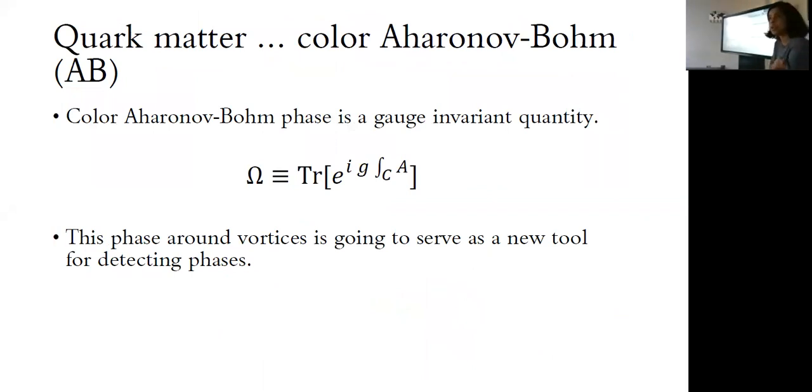This is where I can really do a calculation because the theory is weakly coupled. So I'm going to look at vortices inside quark superfluid. There's going to be a color magnetic field inside the core of the superfluid, and what I want to capture is the corresponding Aharonov-Bohm phase. Because it's an SU(3) gauge theory, the gauge field is a 3x3 matrix. So once you do the line integral and exponentiate, you have to take a trace to get a number. That is the object that I'm going to compute, and this phase around vortices is going to serve as a new tool for detecting phases.